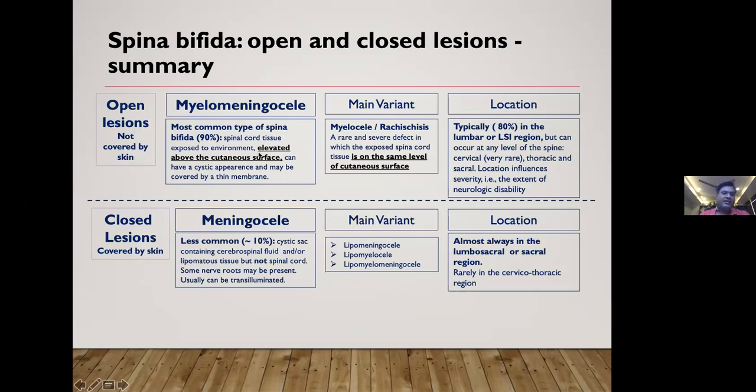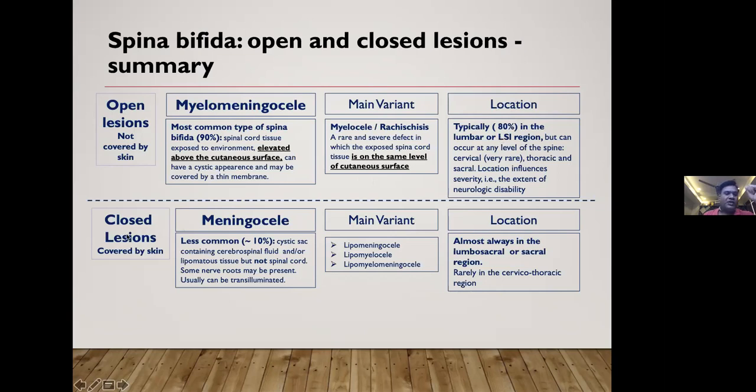And as I said, being elevated above the cutaneous surface is a classical finding in myelomeningocele. And the myelocele or the rhachischisis is on the same level as the cutaneous surface. And typically the location is at the lumbosacral region in 80% of the cases.